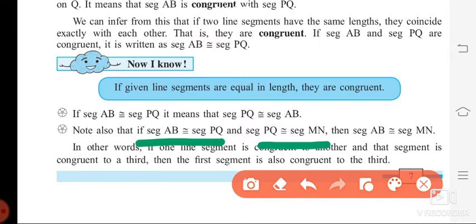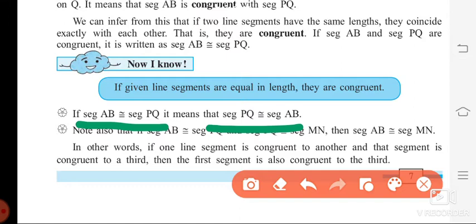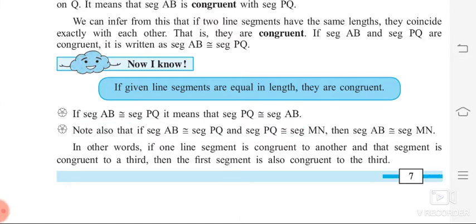Okay. So next, if seg AB is congruent to seg PQ, and seg PQ is congruent to seg MN, then seg AB is congruent to dash. Then you can write the answer, seg MN. Like these questions also you may have. Or: seg AB is congruent to seg PQ, then can we say seg PQ is congruent to AB? True or false? True. Okay. So like these questions you may have.